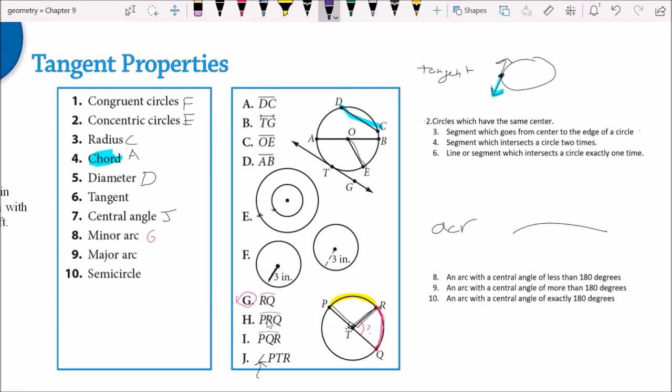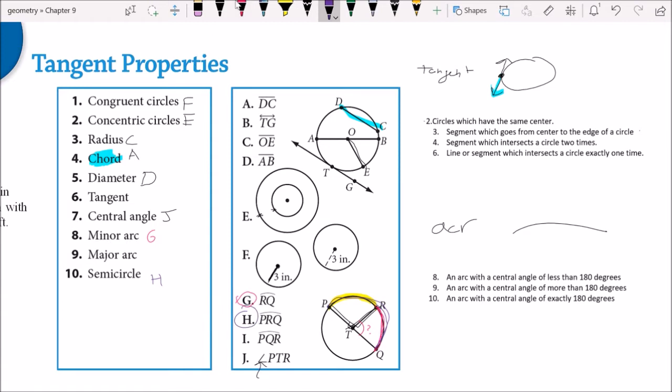Major arc. Well, let's go to H. PRQ. To P, from P to R to Q. How much of the circle is that? To me, that looks like it's half the circle. It appears to be. And so I'm going to put H for semicircle. Major arc, what's next? I should have color coded that.